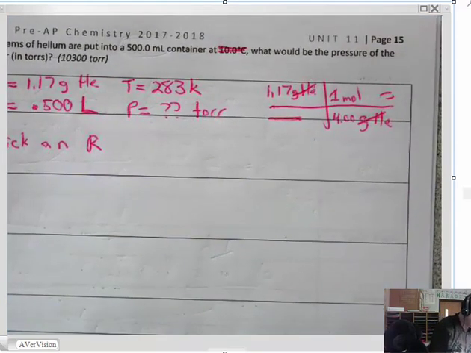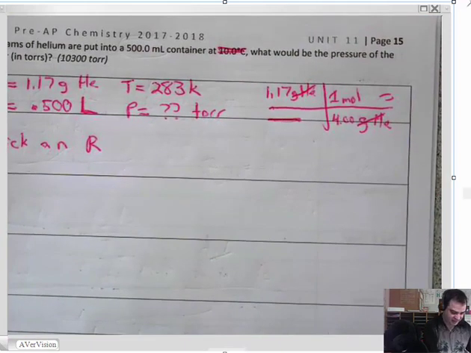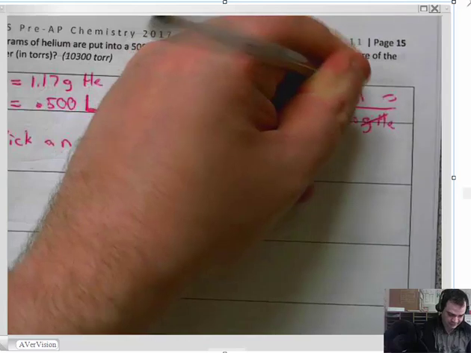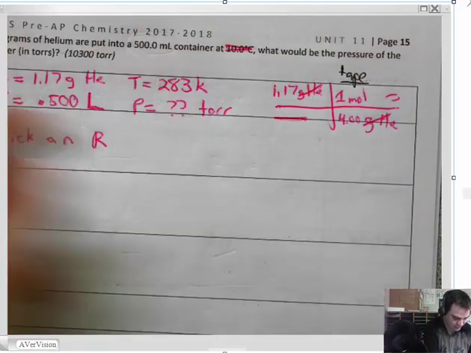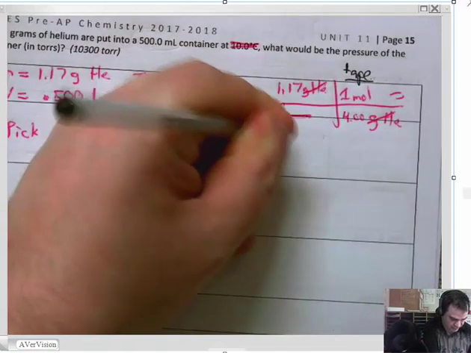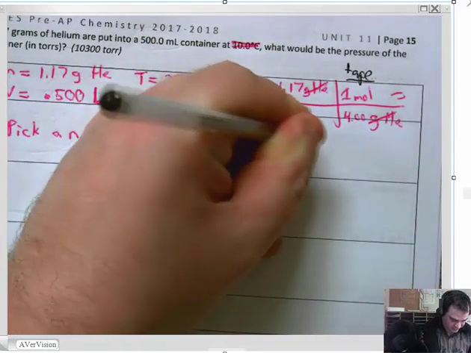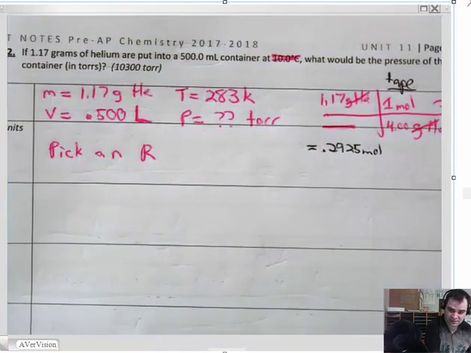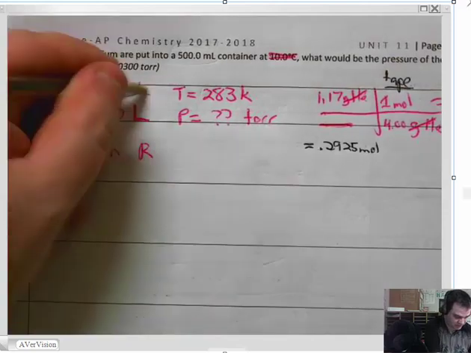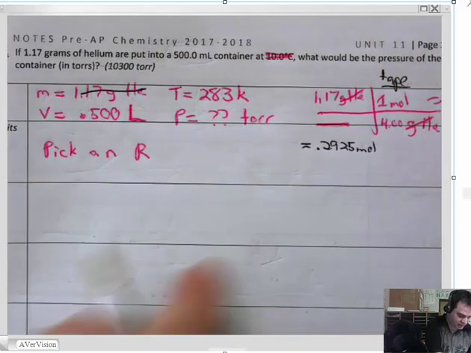Because we can go from grams to moles using the molar mass, using the tape. We all know this is tape, right? Yeah. So I got 0.2925 moles. Okay. So now I'm not using the mass anymore because I got moles.